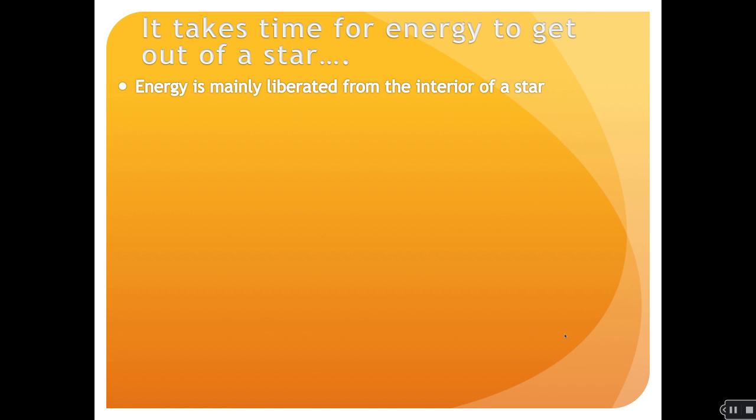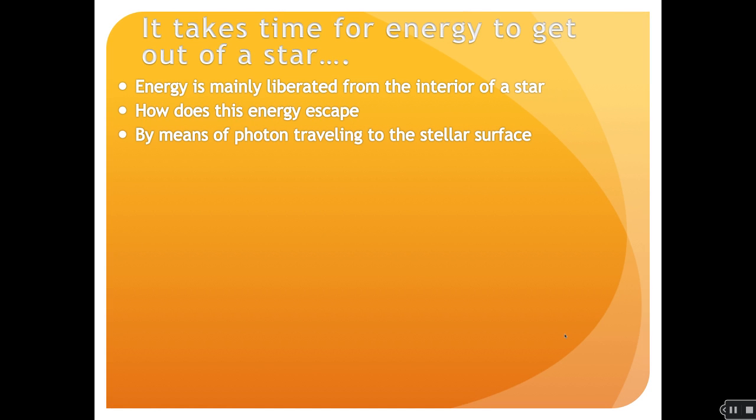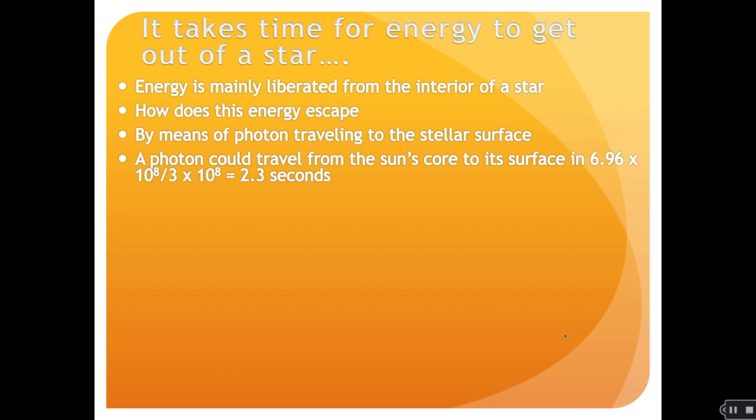Well, the energy is mostly coming from inside the star, and that energy has to get to the surface to be able to escape. And so to get there, you've got to have a photon travelling from somewhere inside the star up to the surface. If it could just go from the centre of the sun to its surface, it would only take 2 seconds. But it can't do that directly. So we're going to look at the reasons behind it taking so much longer and how long it should take.